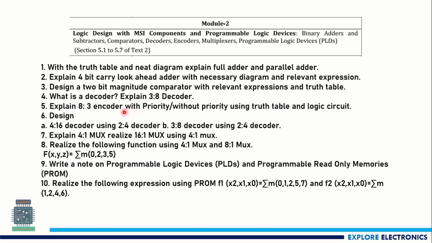The 8:3 encoder is also very important. Priority and without priority. 8:3 encoder with priority is asked many times in the previous exams. And coming to adders, carry look ahead adder and ripple carry adder are very important. And full subtractor is also important. Learn full adder and full subtractor from adders, and also 4-bit ripple carry adder and carry look ahead adder. Here you need to write the expressions clearly for sum, carry, as well as propagate and generate signals.